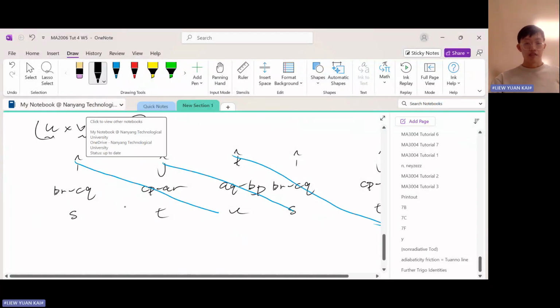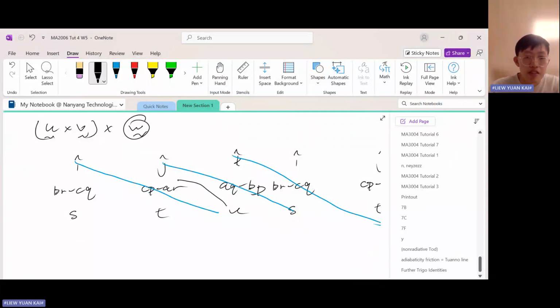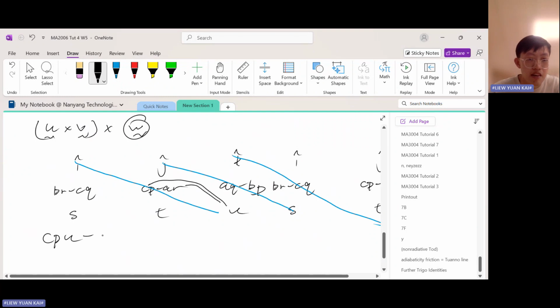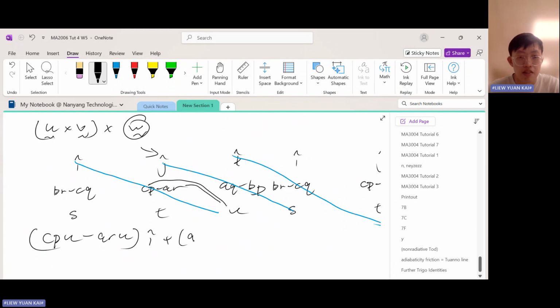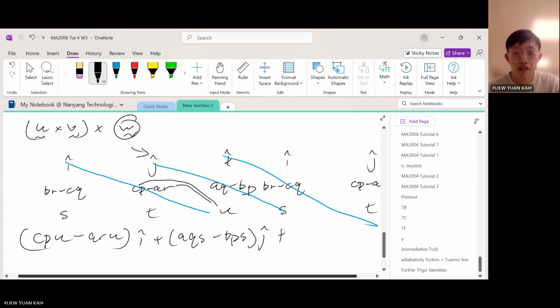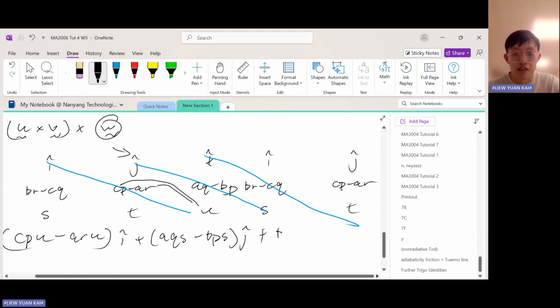So you multiply them up. We have to multiply these two terms, here and here. So CPU minus ARU I, plus, again, now the J component: AQS minus BPS J, plus BRT minus CQT K.